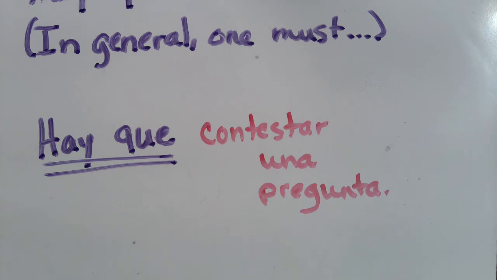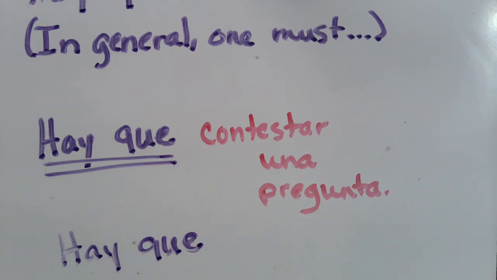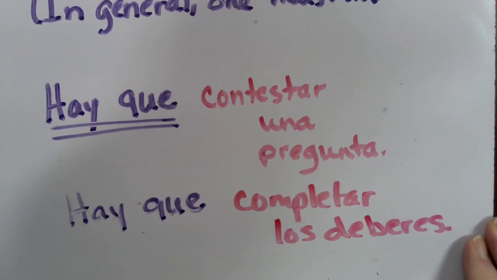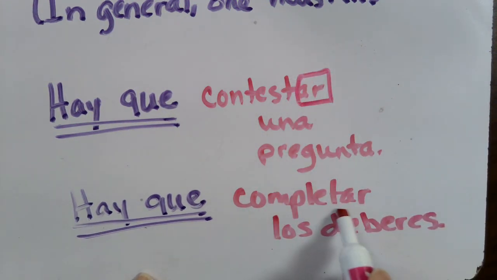To be successful in school, para tener éxito en las clases, one must do their homework. One must, hay que, do their homework, completar los deberes. I'm not saying who it is exactly that must complete their homework, but just in general, to be successful in school, one must do this. And again, remember, just like tener que and deber, this phrase will be followed by an infinitive verb as well.